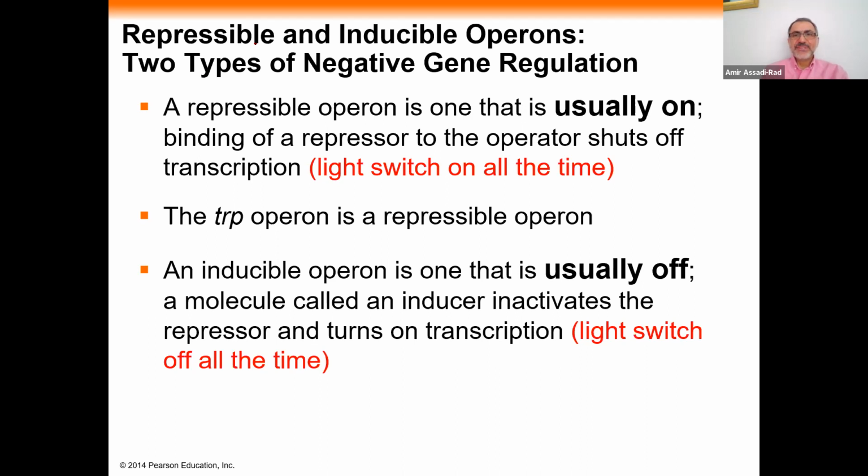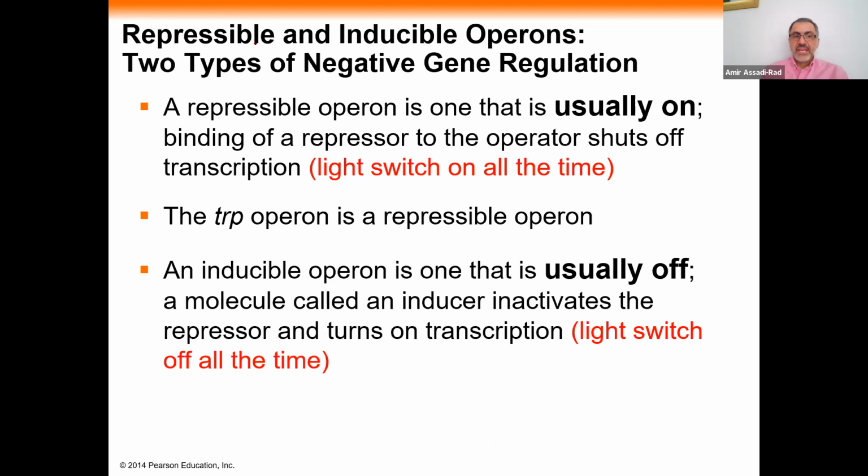Repressible and inducible operons are two types of negative gene regulation. A repressible operon is one that is usually on, like the light of the room being on constantly. That is called a repressible operon. It is an operon that can be repressed. It is usually on. Binding of a repressor to the operator shuts off transcription, like a light switch that is on all the time. The tryptophan operon is a repressible operon.